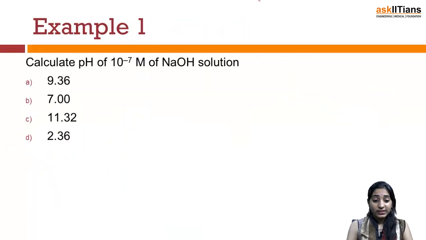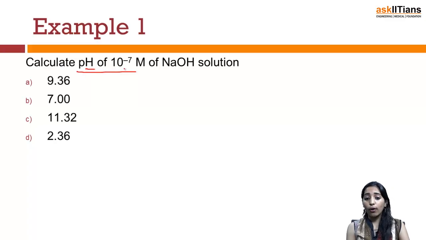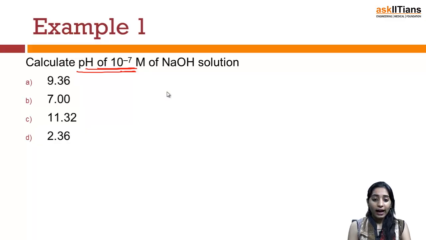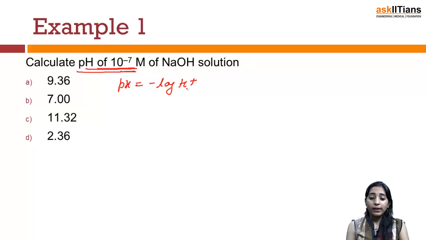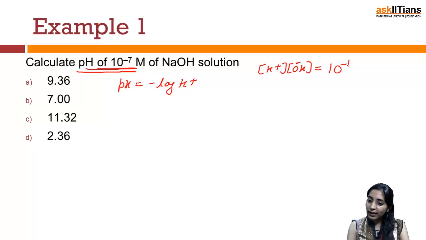So coming over to the first question, it says that you have to calculate what is the pH of 10 to the power minus 7 molar of NaOH solution. If I simply look at the equation and randomly go to the answer, I will say that to calculate the pH, I will write minus log of H positive. We know that the concentration of H positive into concentration of OH minus is nothing but 10 to the power minus 14.